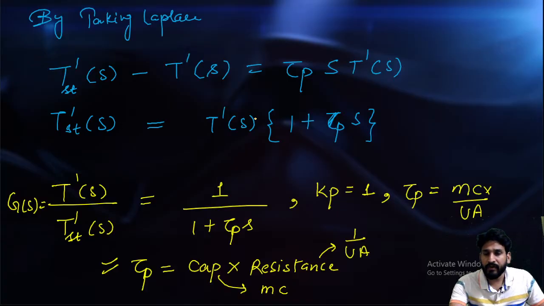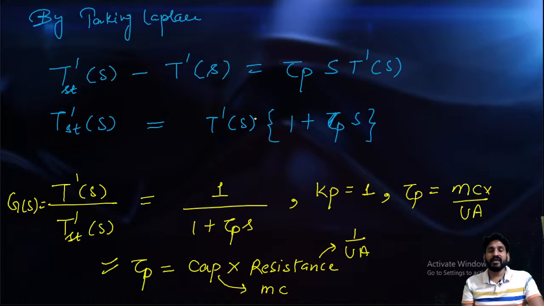So here a very important point is that till now we have defined tau p as capacitance into resistance. It means in this system there is a capacity term and there is a resistance term. It means that the system has both qualities, meaning to hold something and to resist something. So this is the quality of this system.